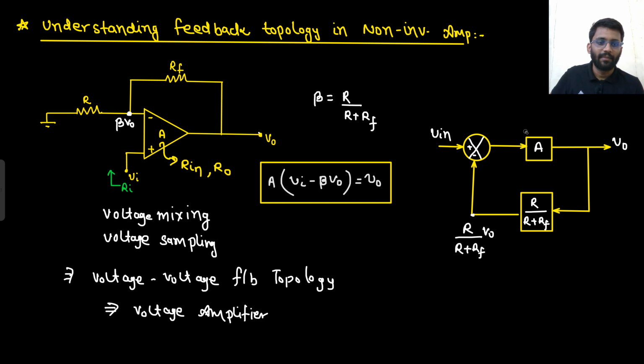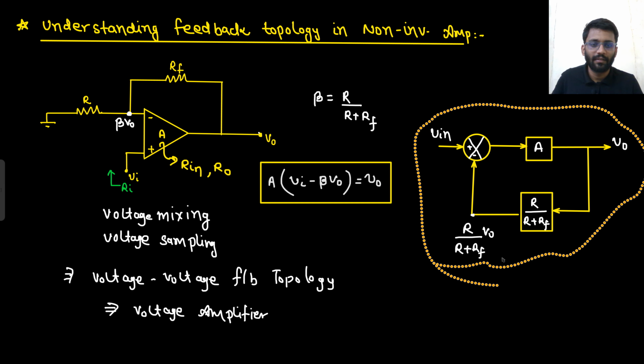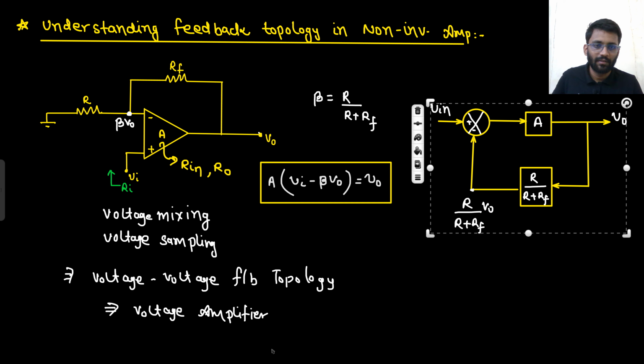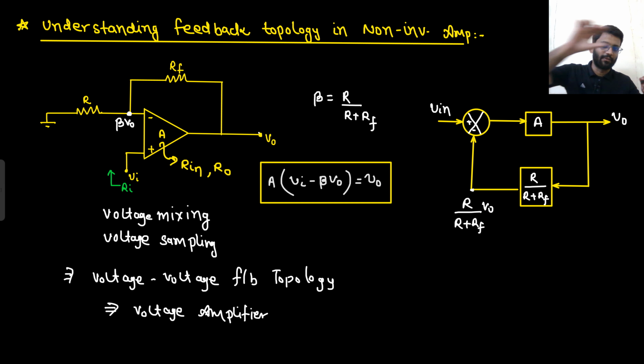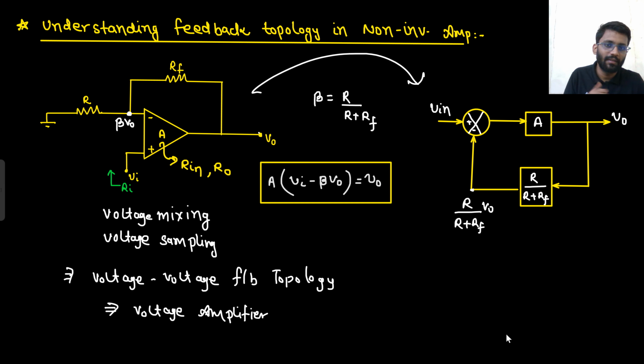So this is the basic block diagram of what is happening in this circuit. There is a forward gain. From the output there is a feedback factor that is being fed, then there is an input V in minus beta V naught. Everything is crystal clear. You can relate this diagram to this one, right?